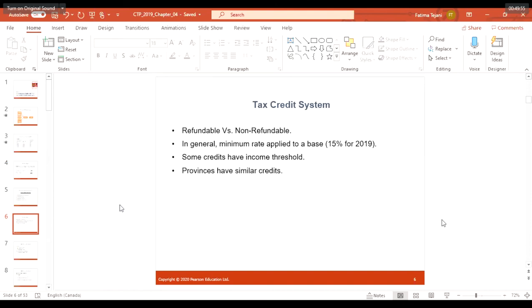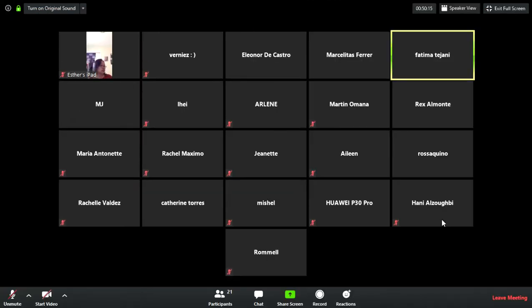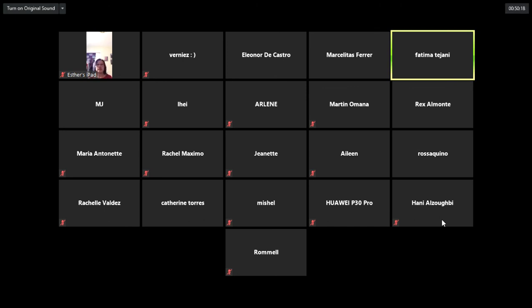Now, the tax credit system. If you have had a chance to look at the form, or else I would like to show you the form. The tax credit system has refundable versus non-refundable credits. Let me stop the share and quickly show you the form once, and then we go further. We're going to see the PowerPoint all the time anyway. I know you know the form, but I just wanted to show you where exactly the refundable part comes in.